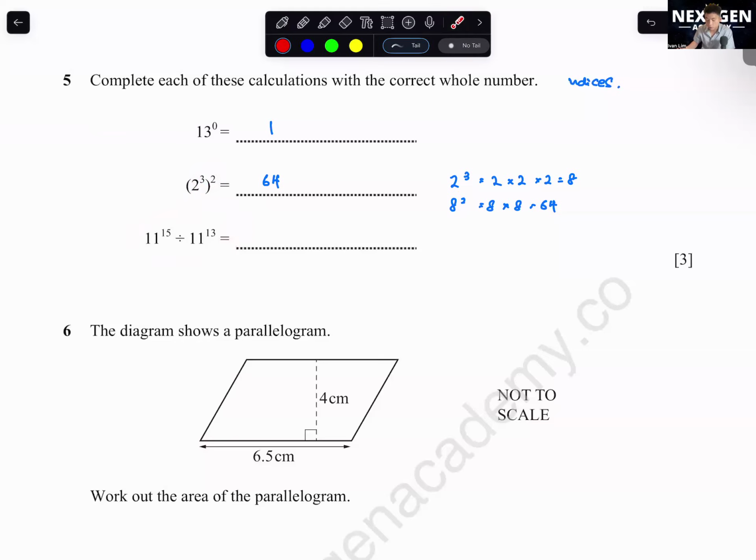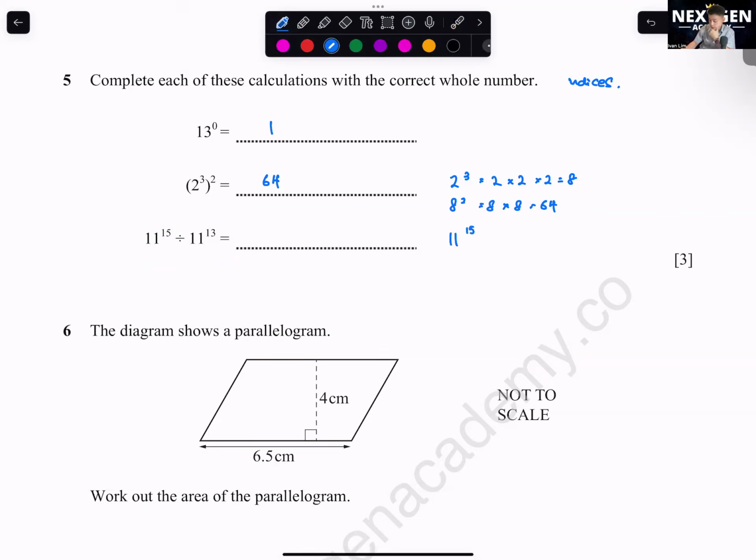Okay, what about this? 11 to the power of 15 divided by 11 to the power of 13. What's the first step that we're going to do here? 11 power 15 divided by 11 power 13. We will take the powers and subtract them from each other first. Like that. So here will become 11 to the power of 2. 99? No, not 99. Okay, try again. 11 to the power of 2. Yeah.